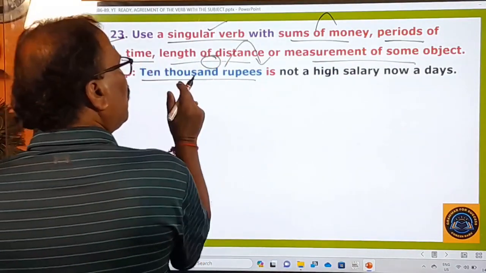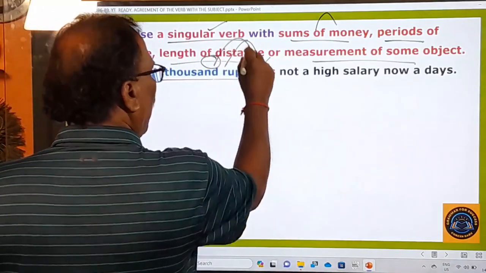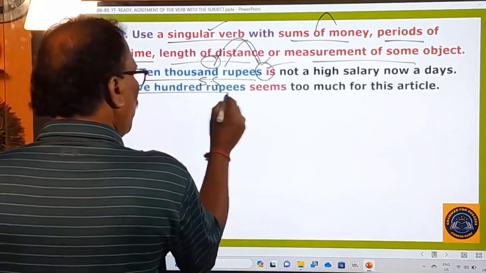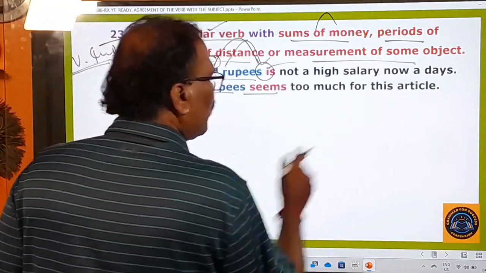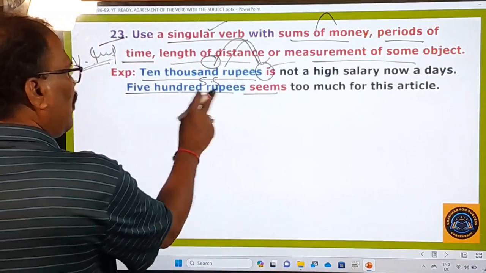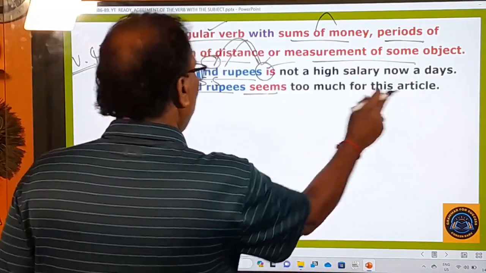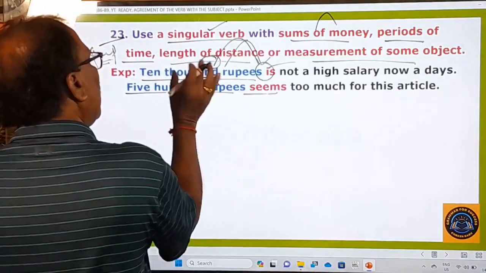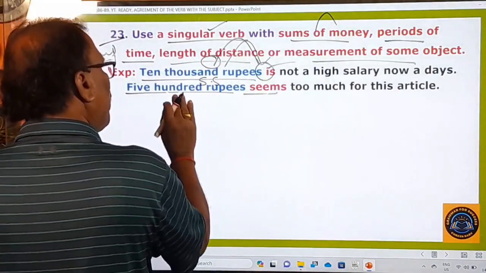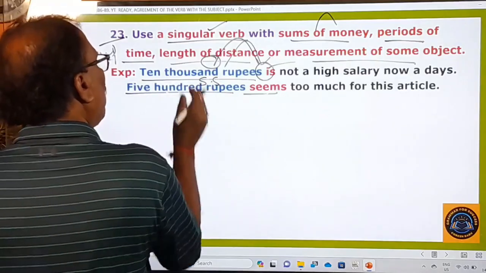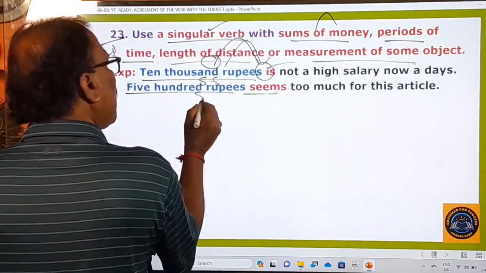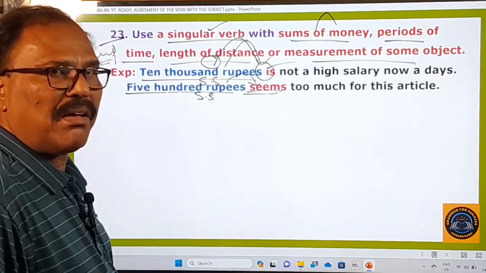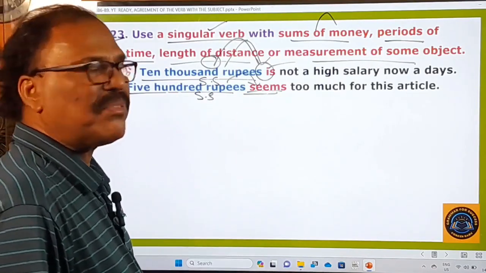So the total amount is always singular, and therefore you have to use only a singular verb after that. Let's go to the next one. 500 rupees seems too much for this article. 500 rupees is a sum total. It's an amount of money, a sum of money. Sum means total amount of some money. So this is a singular subject, and therefore it takes a singular verb. Singular verb means if you add s to the main verb, that becomes a singular verb.